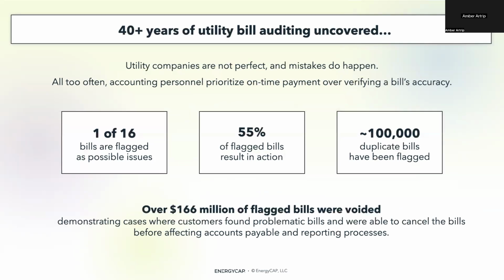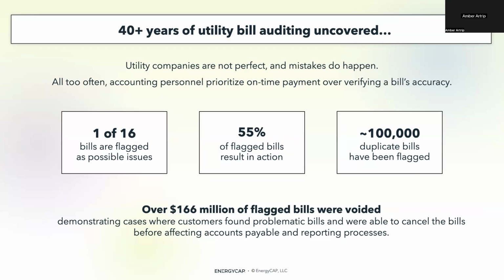So all of this, 40 plus years of utility bill auditing, we've uncovered that utility companies are not perfect and mistakes do happen. And I'll be honest, they happen a lot. And often it's not anyone's fault. It's just that accounting personnel really care about paying bills on time. They don't want to have late payments. So they are maybe not looking critically at the bill line items, and they're just processing them through, approving them to get them paid so they don't get a late fee.